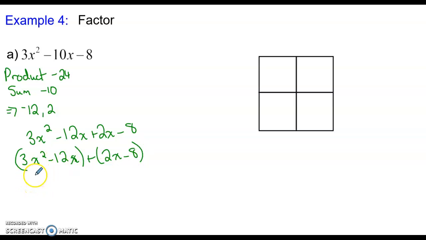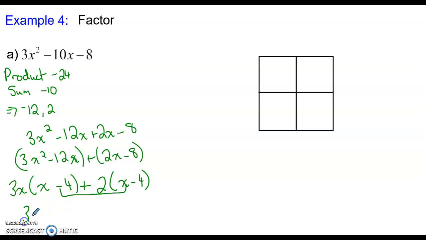Now I'm going to take out my common factors. My common factor from 3x squared minus 12x would be a 3x, and it leaves me with x minus 4 in the brackets, because 12x divided by 3x is 4. My common factor for this bracket would be a 2, and I'd be left with x minus 4 in the bracket. Now my brackets match, so I know I've got the right answer. 3x plus 2 is one factor, and my other factor is x minus 4.